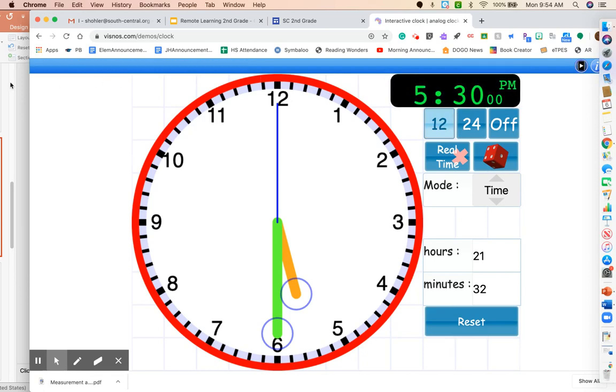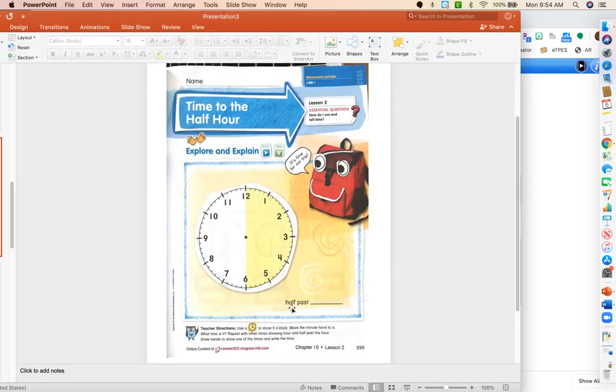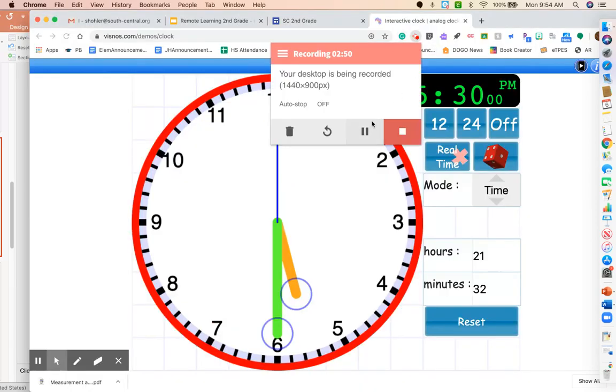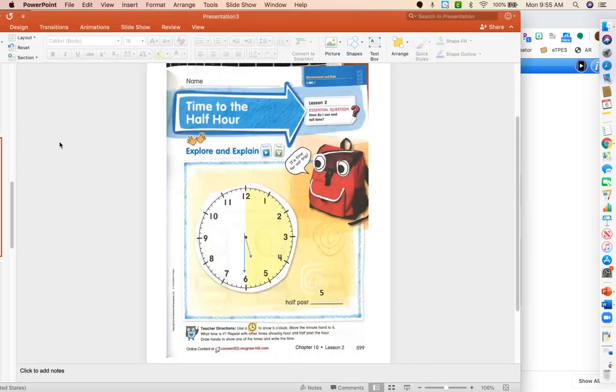I'll see if we're right. We are. Awesome. So I would like you to write on there, it says half past, and then we're going to put a 5 right here. And then I would like you to draw in the hands where they belong. Put me on pause and do that. Okay, so your page should look like my page.